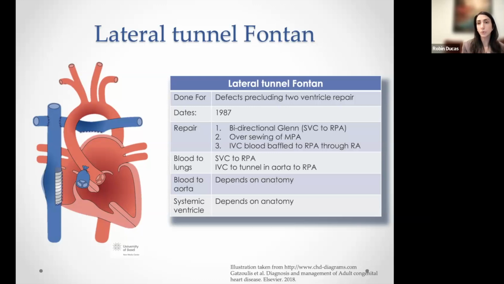So similar to the RA to PA Fontan, all the blue blood, all the venous blood gets connected directly to the pulmonary arteries. But how they did it with the lateral tunnel is a Glenn shunt is created, so SVC directly to RPA. And then the venous blood from the IVC gets baffled in the heart using some type of surgical material to the RPA. So essentially all the venous blood is connected into the pulmonary arteries and it's done through a baffle. So it doesn't really tell you anything about what the systemic ventricle is, but a lateral tunnel Fontan is essentially a Glenn shunt and a venous baffle for all blue blood to go to the pulmonary artery.